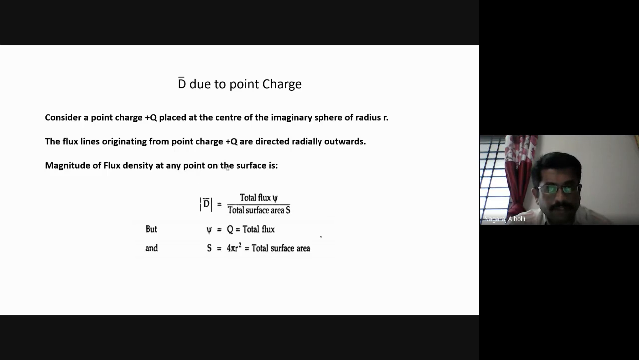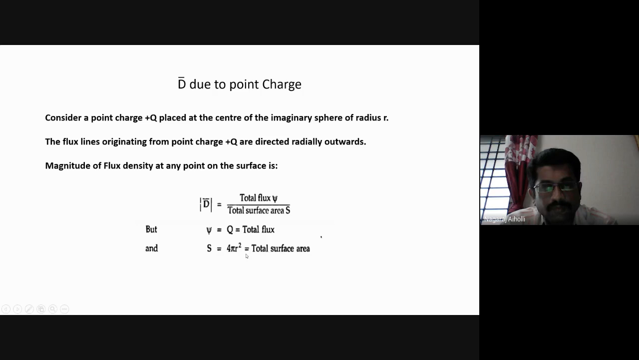Now the magnitude of flux density at any point on the surface. If we consider any point on the surface of the sphere, what will be the flux density? It is given by D bar is equal to total flux psi divided by total surface area. The total flux psi coming out from the charge q, divided by total surface area, gives the electric flux density on the surface of the sphere. But psi is equal to q, the total flux. Psi is the electric flux and q is the charge enclosed.